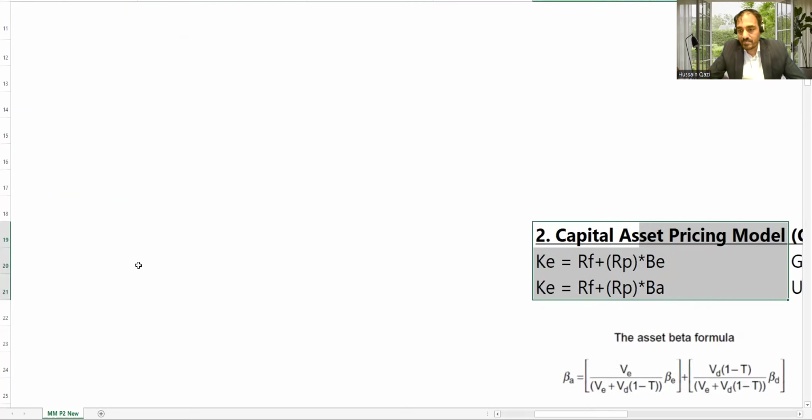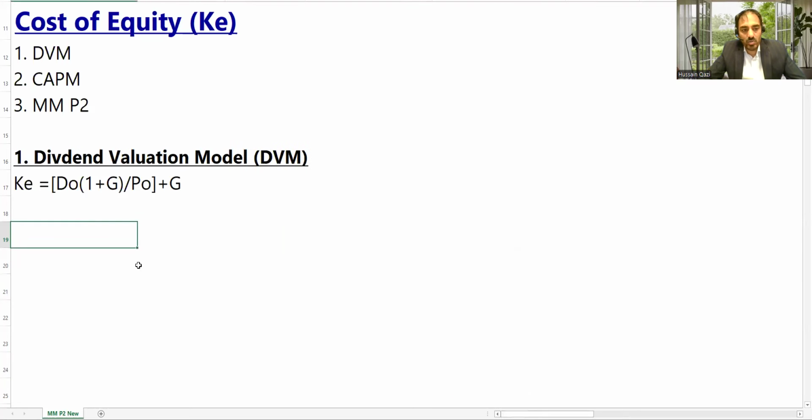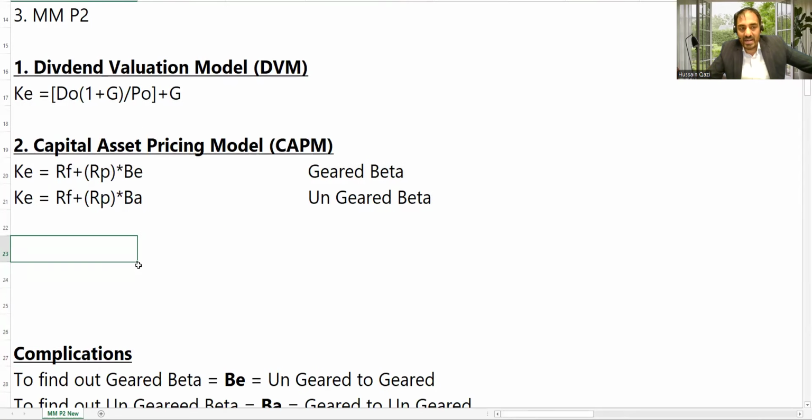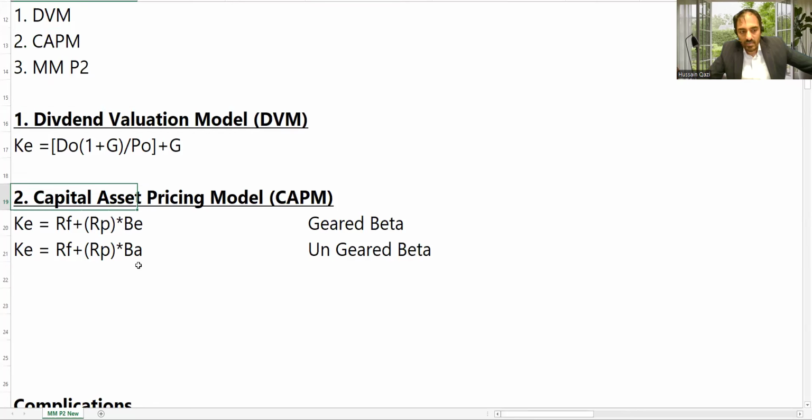But on the other hand, another method to calculate K is by CAPM, the capital asset pricing model. If you want to calculate K with the geared beta, then you need to apply the formula: risk-free rate plus risk premium multiplied by beta equity. If you want to calculate ungeared K, ignoring the financial risk, then you need to calculate risk-free plus risk premium into beta asset. That is called ungeared beta.